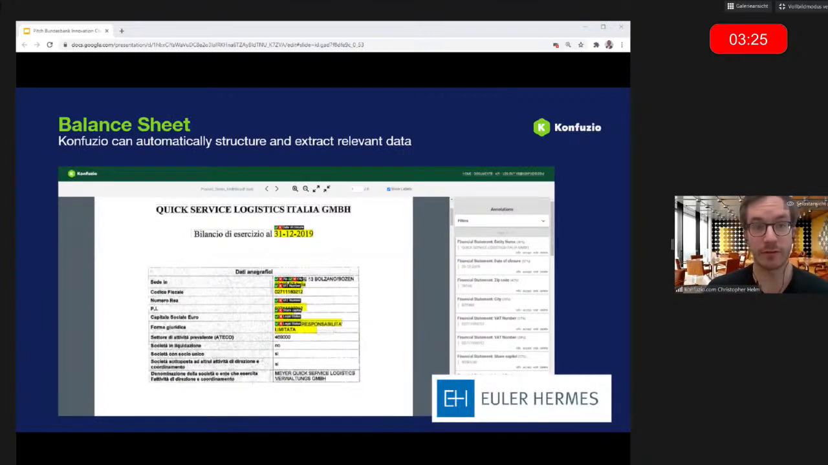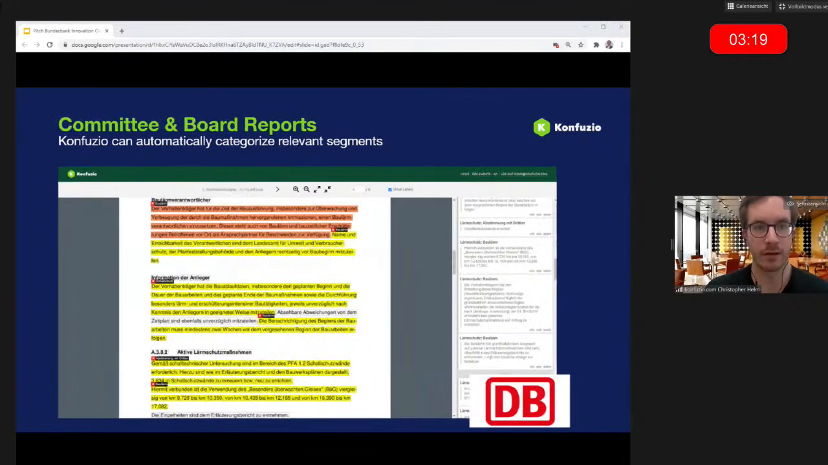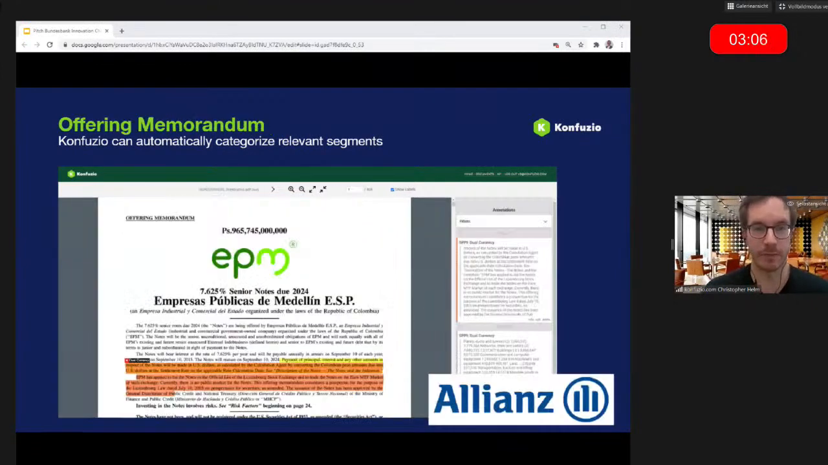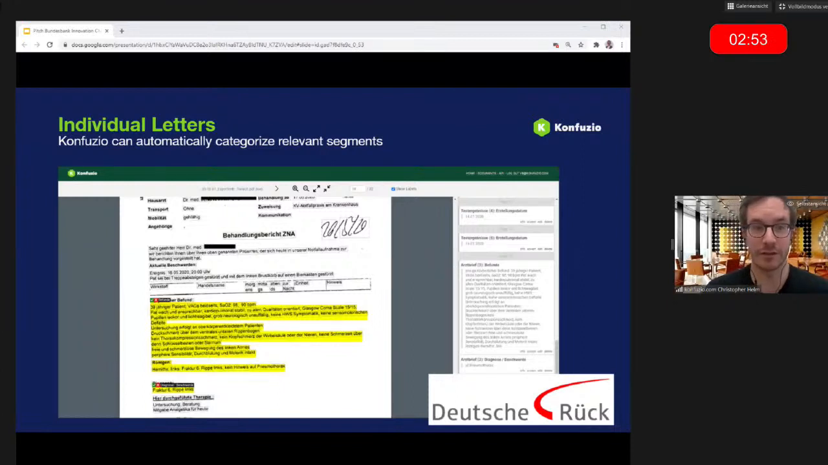So how are companies using it? Euler Hermes is processing balance sheets in Italy to automate information retrieval for credit scoring. Deutsche Bahn is processing Planfeststellungsbeschlüsse to automatically detect tasks mentioned by the Eisenbahn-Bundesamt and to create and assign tasks to employees. Allianz is processing offering memorandums to automate an SPPI test according to IFRS 9. They have trained the machine to detect triggers which might indicate that the bond is not solely principal and interest. Deutsche Rück, as a reinsurer, is processing individual letters written by doctors to determine the health status of injuries.